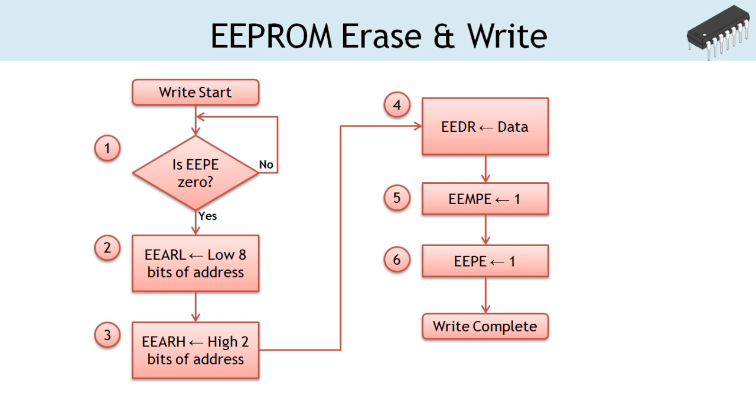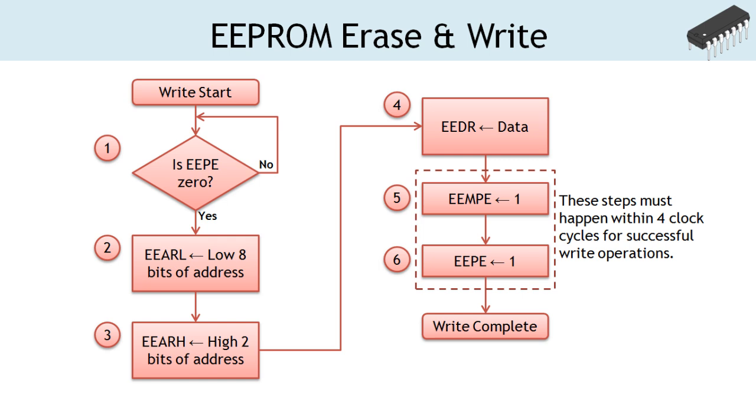I have shown to set the EEARL first, then EEARH, but the order can be changed. Then the register EEDR is initialized with the data to be written in the EEPROM memory. Now the EEMPE bit in the EECR register must be set. Then the EEPE bit in the EECR must be set to 1 within the 4 clock cycles. In the usual scenario, these steps for write operation work fine.